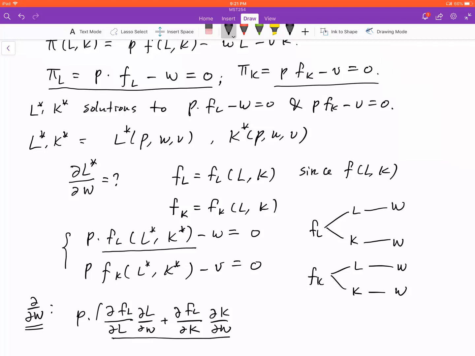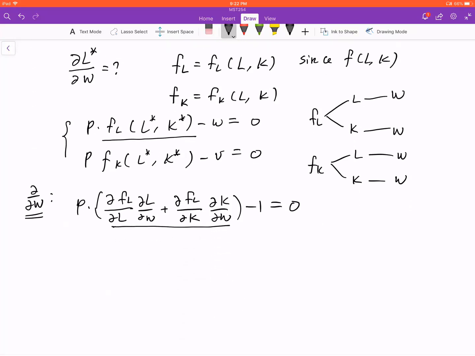And then, of course, you multiply it by P, and then the derivative of W with respect to W is 1, so you have minus 1 is equal to 0. So we now have finished the first one, and then we look at the second one, very, very similar.